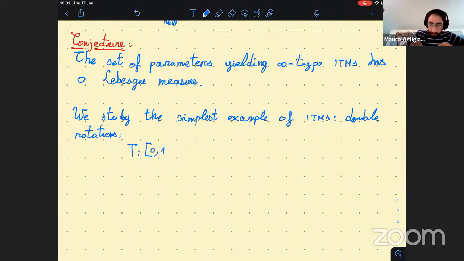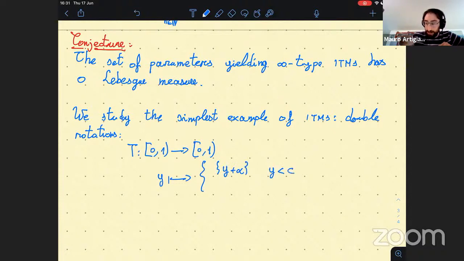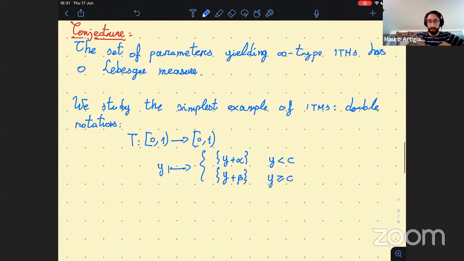I take a transformation from (0,1) to (0,1), and what I do is that I take my number and then I move it by an amount alpha if y is lesser than a number c that I pick, and I move it by a number beta if y is bigger than c. Here alpha, beta, and c are three numbers in (0,1). So maybe let's pick the open interval because [0,1] is not really interesting.